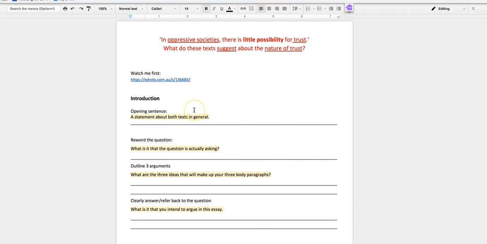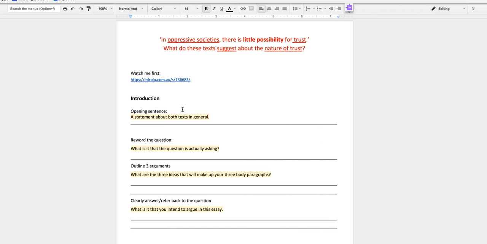This applies not only to comparative, but for text response, because it's basically the same structure, because we're writing an analytical essay. So you can use this for a comparative response or a text response. We're going to talk about comparative today. The first is an opening sentence, a statement about both texts in general. So 1984 by George Orwell is a warning about the future of totalitarianism, while Anna Funder's Stasiland is a retrospective look at the former GDR.